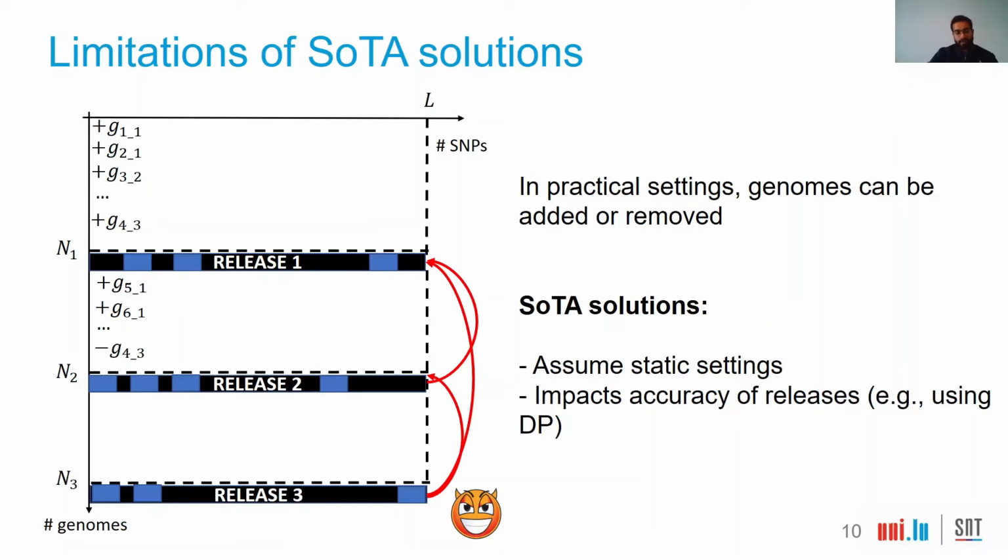For an example, in this illustration, we show how an adversary can combine different releases from one study and observe how the statistics have evolved, and then take advantage of this fact and circumvent these solutions.